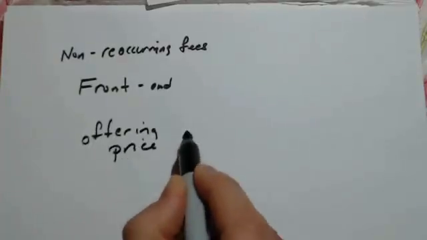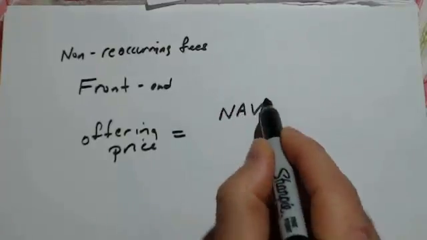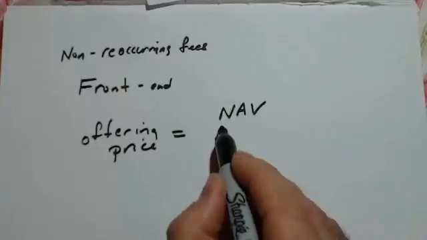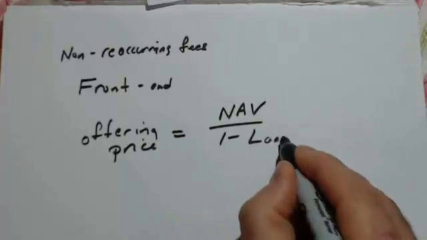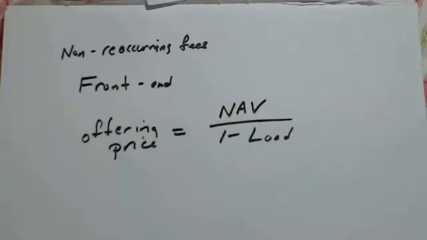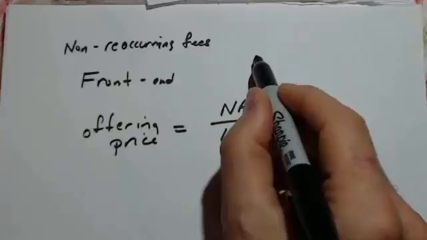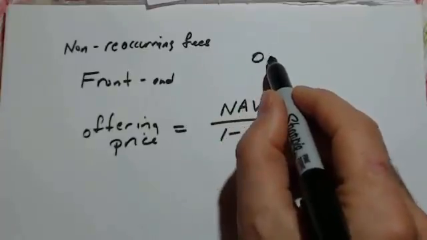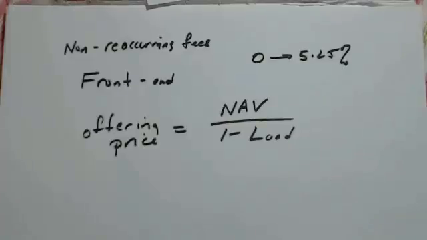So what's going to happen is when there's a load, there's what's called an offering price. And the offering price is computed as the net asset value, like we computed earlier, divided by 1 minus the load, L. And that's a load in decimal form. And the loads are often, they can go from 0, which is a no load fund, all the way up to 5.25% for a load. So this is how it works.